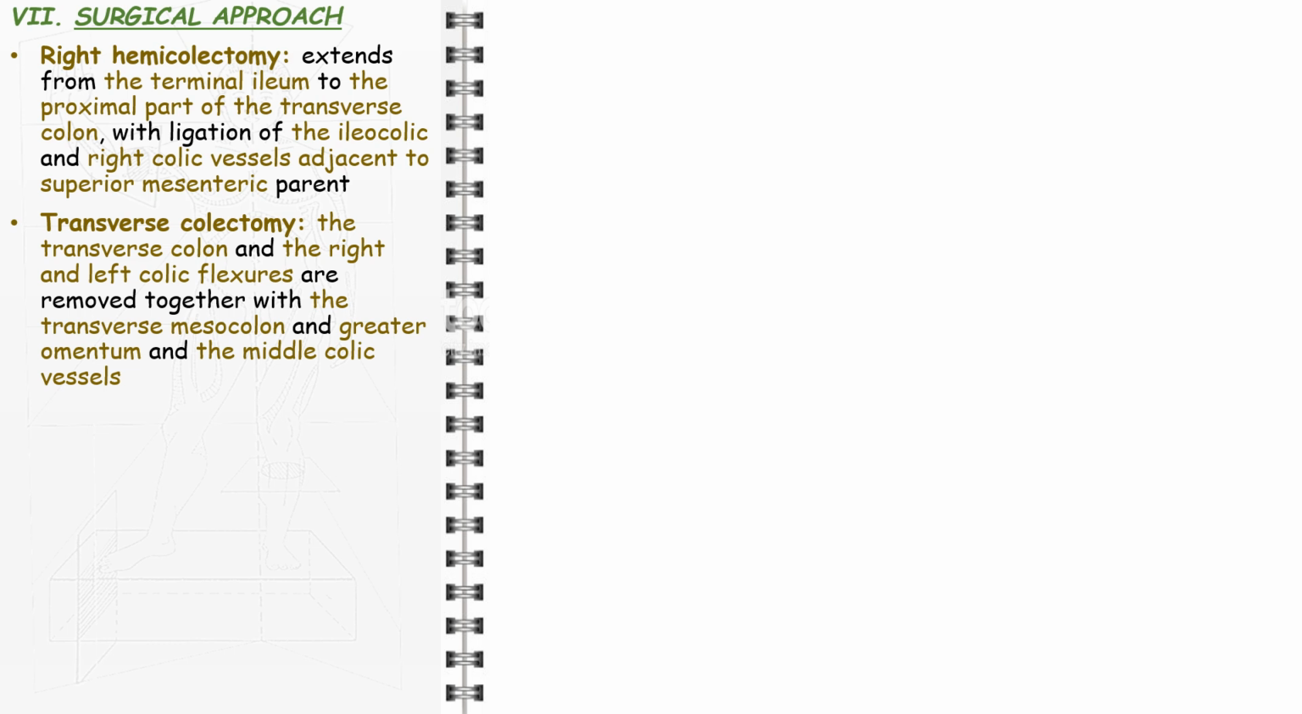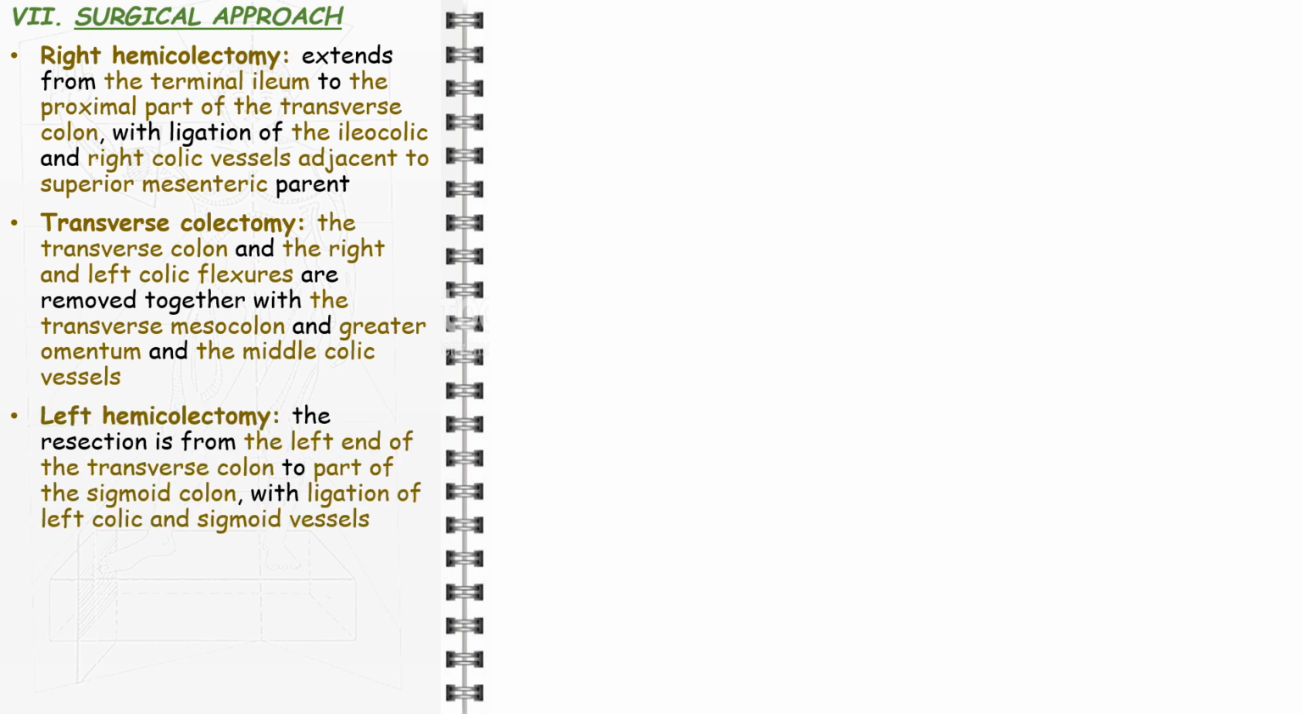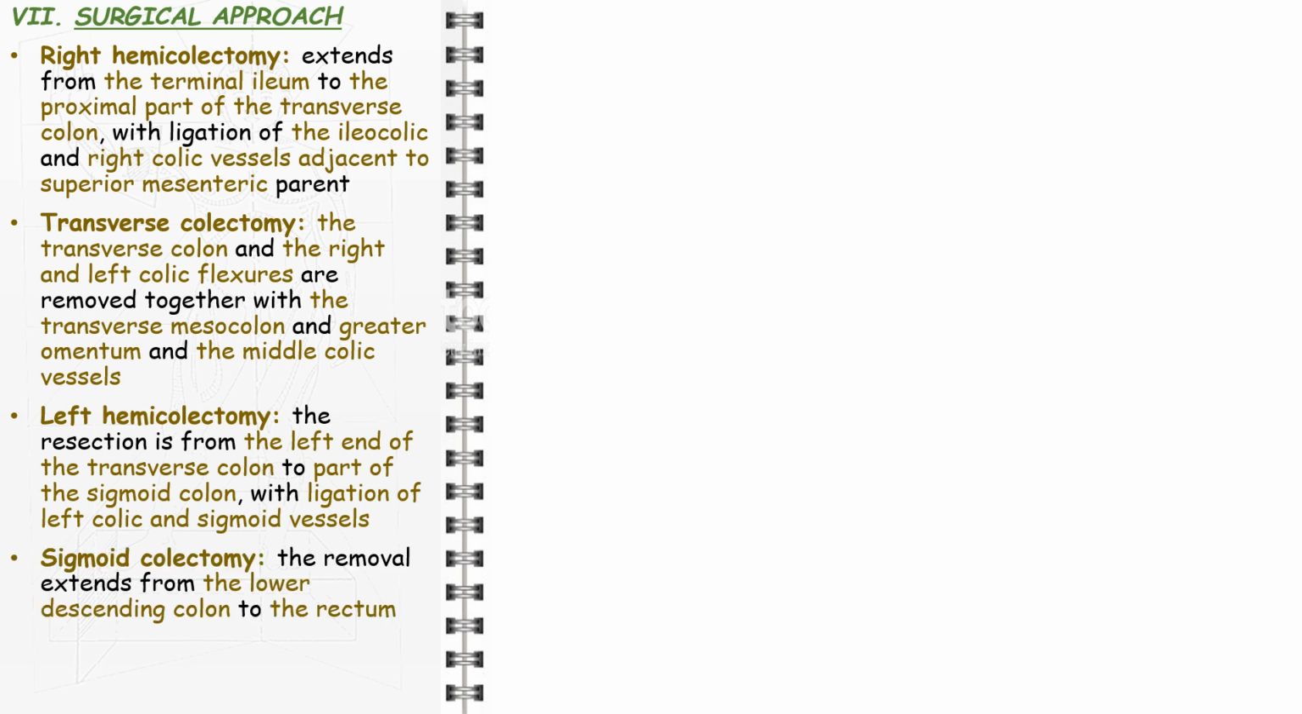For a left hemicolectomy, the resection is from the left end of the transverse colon to part of the sigmoid colon, with ligation of the left colic and sigmoid vessels, but the inferior mesenteric itself may have to be removed. For sigmoid colectomy, the removal extends from the lower descending colon to the rectum. Resections for diverticular disease can of course be more localized.